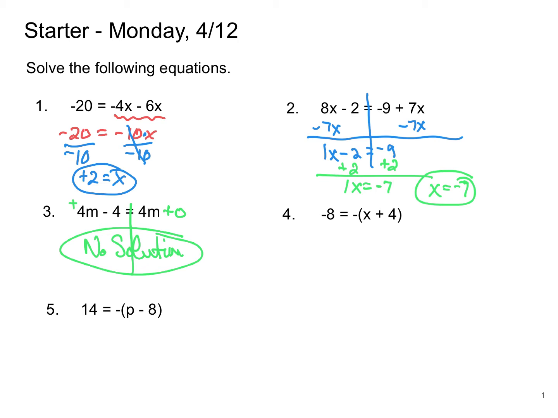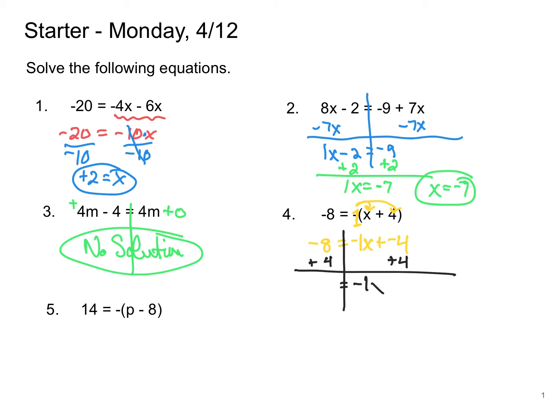Okay. All right, number 4. So remember, when we have a negative on the outside of our parentheses, it's technically negative 1. And we're going to multiply negative 1 into our parentheses. So we have negative 1 times x is negative 1x, plus negative 1 times 4 is negative 4, and we still have that negative x on the left-hand side. So now, again, we want to put all numbers on one side, letters on the other. The negative 4 wants to be with the negative x on the other side, so I'm going to add 4 to both sides.